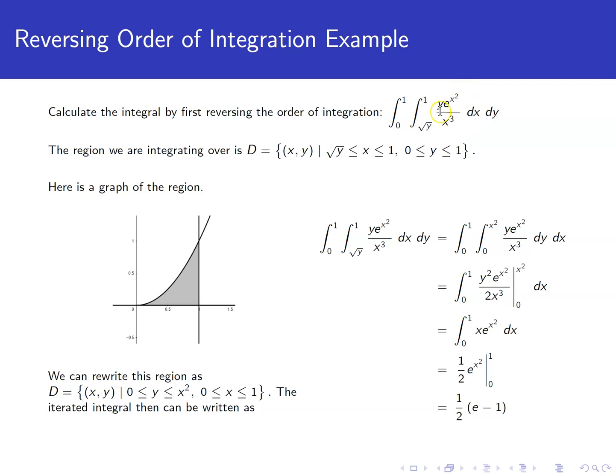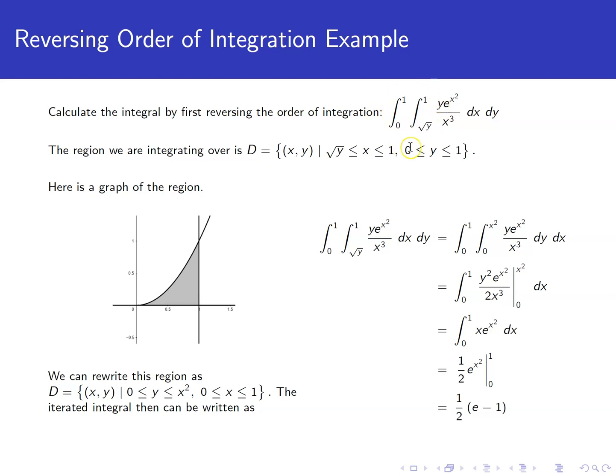Notice that this integrand, if I'm going to try to integrate this with respect to x first, is not going to be easy, right? I've got an x squared up here in our exponent. I've got an x cubed in the denominator. This is just a mess, okay? So instead of trying to integrate this with respect to x first, let's try to integrate it with respect to y first, because that's easy. All I have is a y, and I know an antiderivative for that pretty quickly.